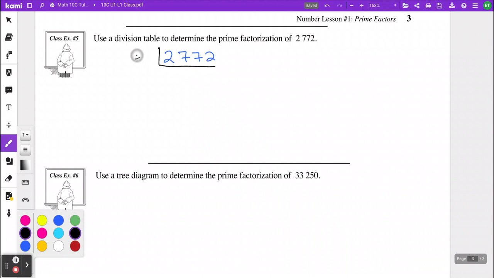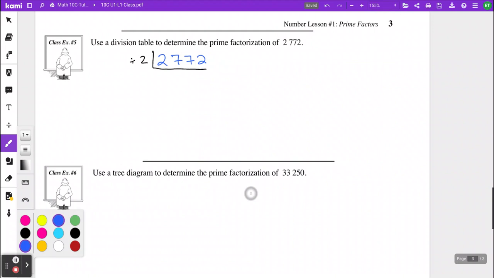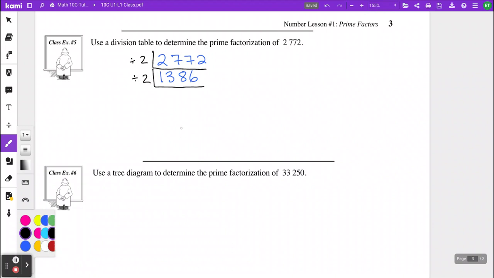And this guy we know divides by 2. Okay? So I'm going to grab my handy dandy calculator and divide that guy by 2, and I'm going to get 1386. And that guy's also even, so he's also going to divide by 2. You do not have to show the divide signs. I'm just showing you what I'm doing literally. 1386 will divide by 2 and become 693.